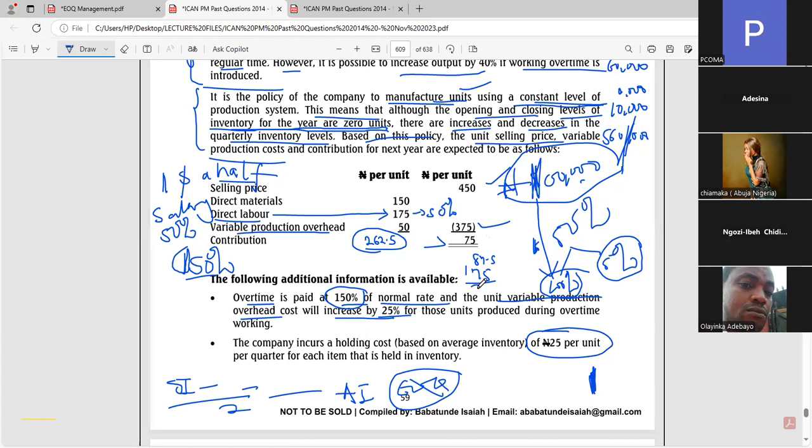So that's giving us 262.5, which is the same thing as this 262.5 here. So anytime you hear overtime, sit down and analyze it very well, because overtime is usually paid based on the normal money you are collecting. So a time and a half means your normal salary plus half of your salary.